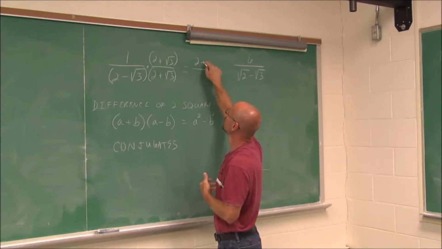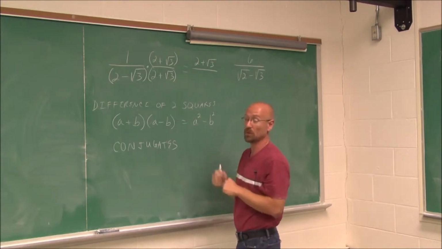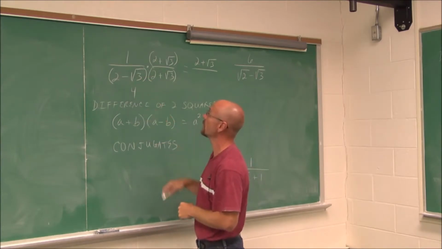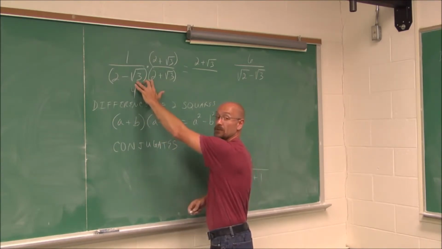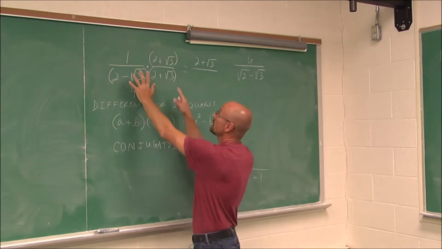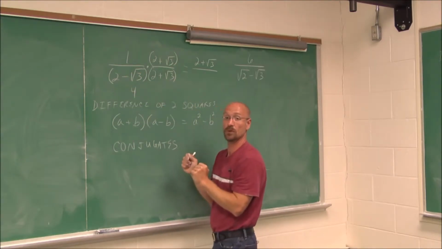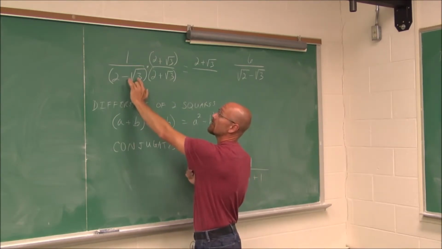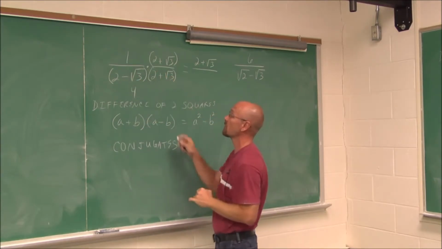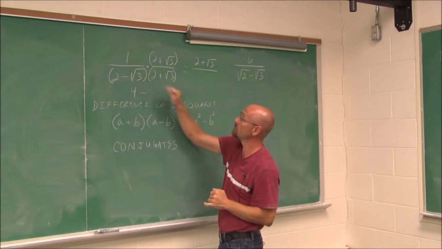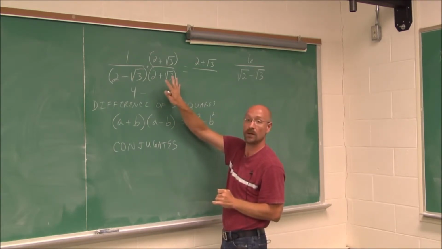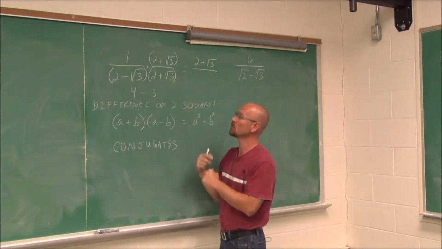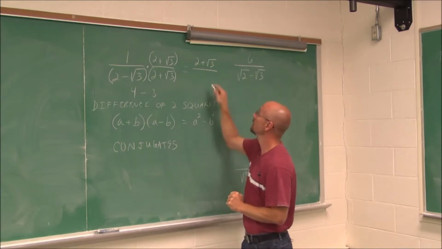1 times 2 plus the square root of 3 is 2 plus the square root of 3. But here, when I use FOIL, 2 times 2 is going to give me 4. The middle term is going to be negative 2 square root of 3. The outer term is going to be positive 2 square root of 3. They're going to cancel out. So since they cancel out, I can ignore them. And then I have negative square root of 3 times positive square root of 3 would be negative. A negative times a positive. Square root of 3 squared would be square root of 9, which is 3. We're squaring a square root. It goes away. 4 minus 3 is 1.